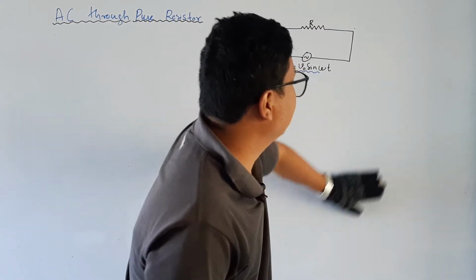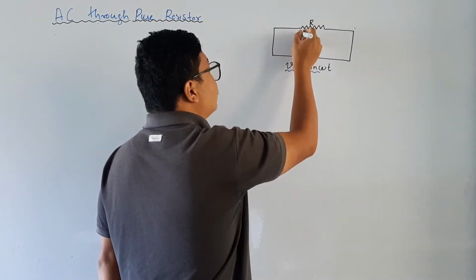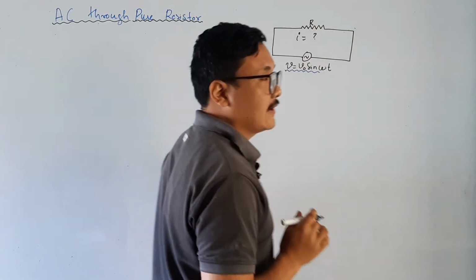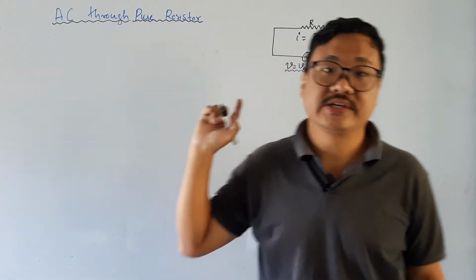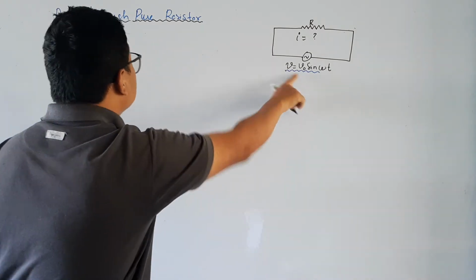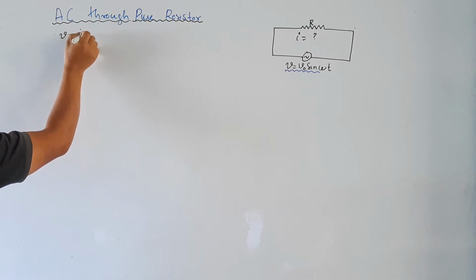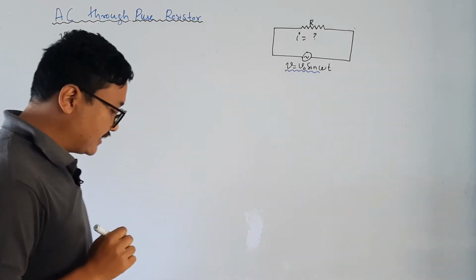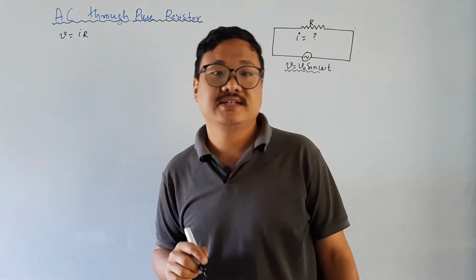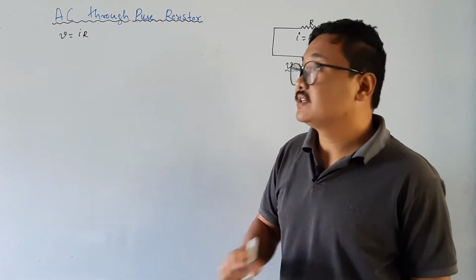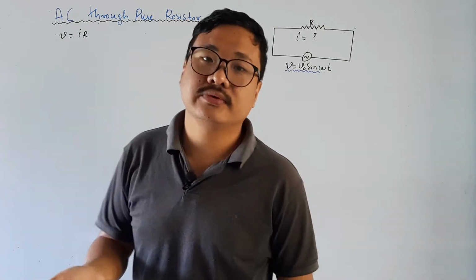As I have applied AC voltage to this resistor, what should be the value of alternating current in this resistor? Our job is to find the equation for alternating current. This is given. Now we know that V is equal to I into R, from Ohm's law. Again I will tell you why I am writing small letter v and small letter i. Whenever we deal with alternating current and alternating voltage, we represent them by small letter i and small letter v. But for DC, we represent them with capitals.